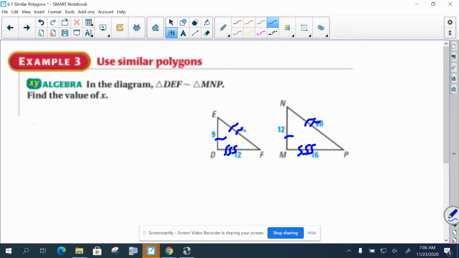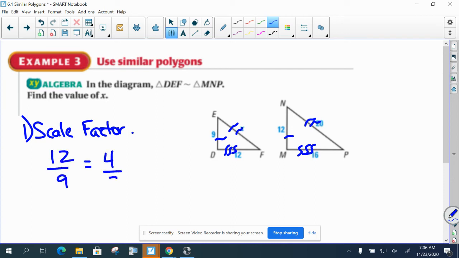All right, so to find the value of x, the first thing that you want to do is find the scale factor. So let's find the scale factor in both directions. The bigger one to the smaller one would be 16 over 12, or you can use 12 over 9. Maybe I'll use 12 over 9. It really doesn't matter. 12 over 9 reduces to 4/3.